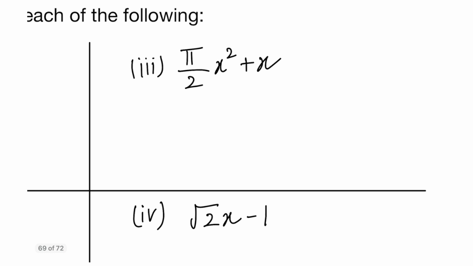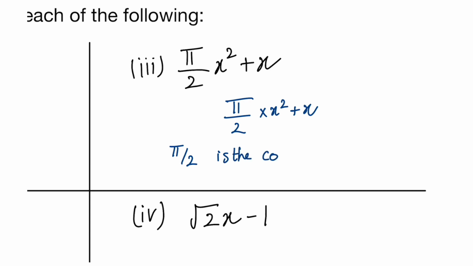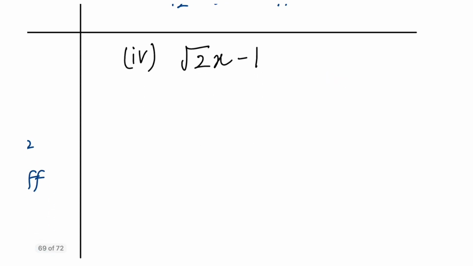Okay, now moving on to the third subdivision here, we have pi by 2 x squared plus x. Okay, so here obviously you can tell it right away. Pi by 2 is the coefficient of x squared here. So pi by 2 is the coefficient. Okay, moving on to the last subdivision of this question. It's very simple. So there is no need for confusion here, I guess.